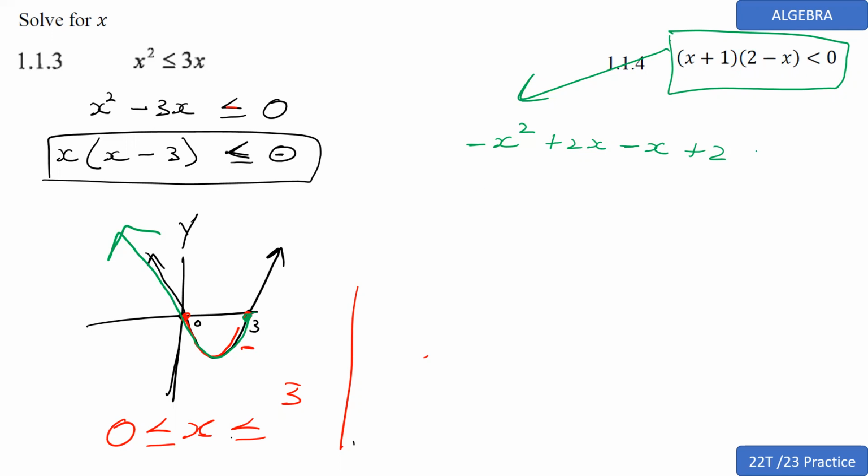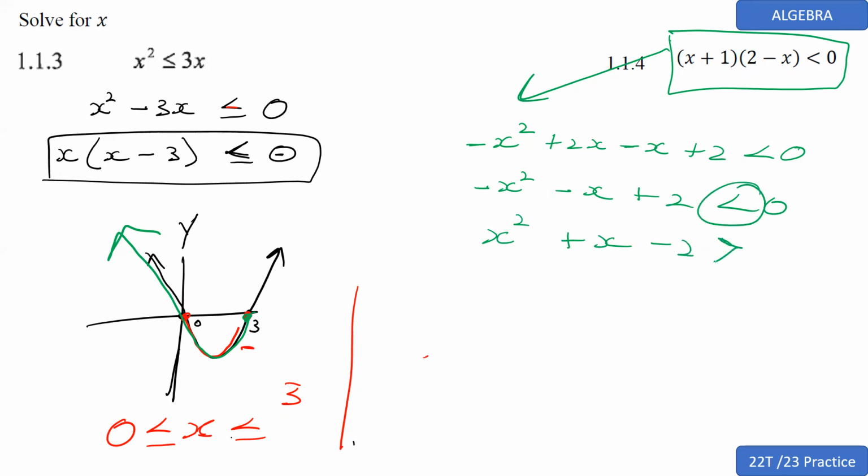And if we bring it together, you would normally get minus x squared minus x plus 2 is less than 0. And normally what you would do is change the signs: x squared plus x minus 2. Whenever you change the sign, the direction changes from less than to greater than 0. So that's another way they can ask you a question similar to this, and then you'll go and find your factors. But anyway, in this question, it is factorized for us.